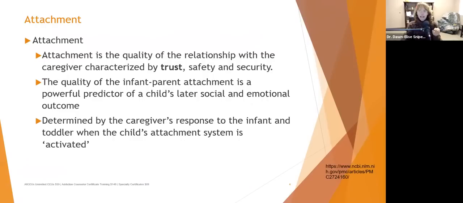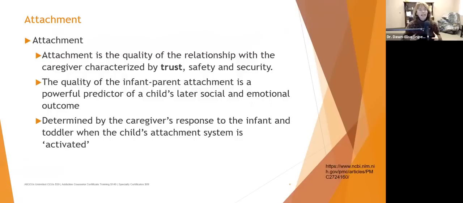Attachment is determined by the caregiver's response to the infant and toddler when the child's attachment system is activated. Now, our attachment system isn't always activated. When babies are young, it's activated when they need something, because they're calling out. They're going, "I need something. Please bring it to me. I can't get it myself." When they are older, a lot of times that attachment system is activated when they experience anxiety from something, and when they feel afraid and they need some sort of comfort.